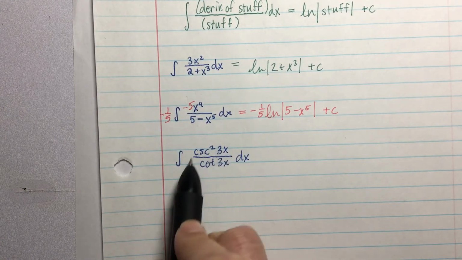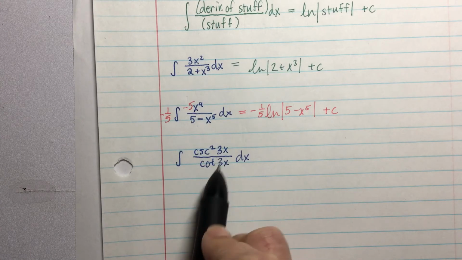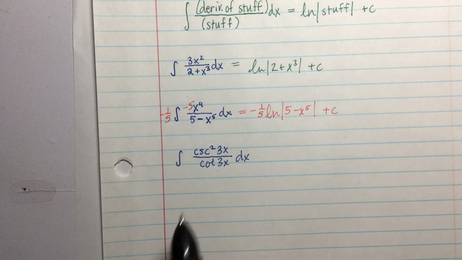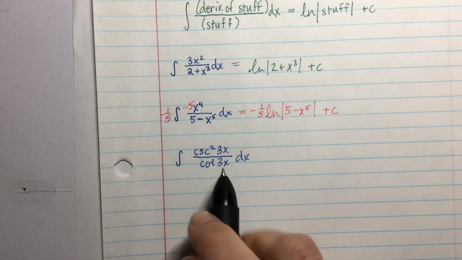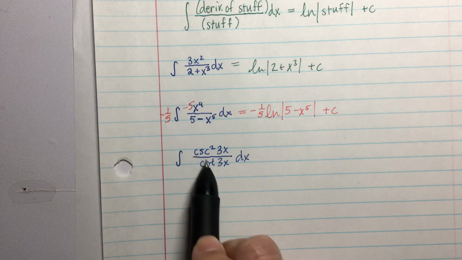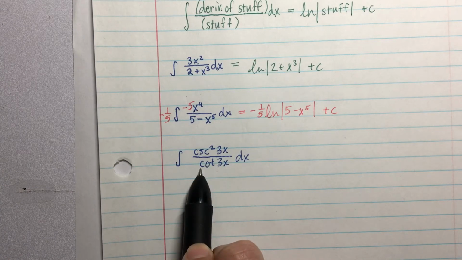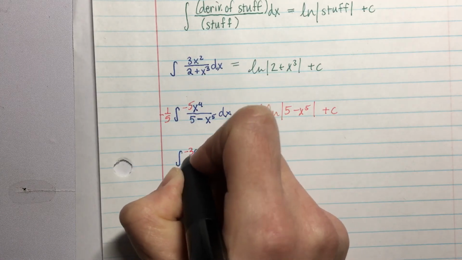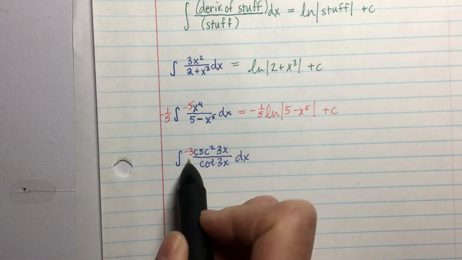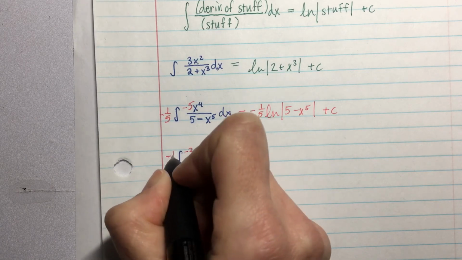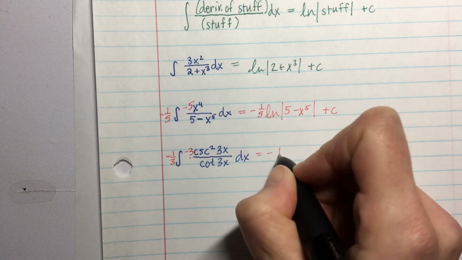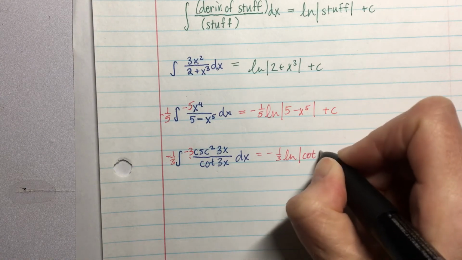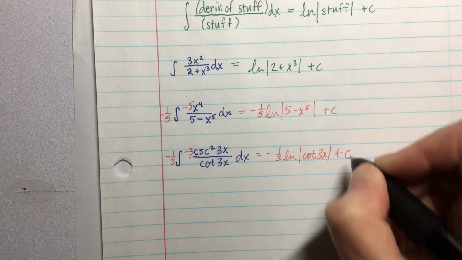Okay, one more example, then we're done with this first round of our videos. Looking at this, we have cosecant squared 3x over cotangent 3x dx, and is the numerator the derivative of the denominator? So close. We know it needs to be negative. We also know, because of the chain rule, that the derivative of the inside has a times 3. So I really want a negative 3 here. Same as before, I can throw a negative 3 there if I throw a negative 1/3 out in front. So I have negative 1/3 natural log absolute value cotangent 3x plus c.